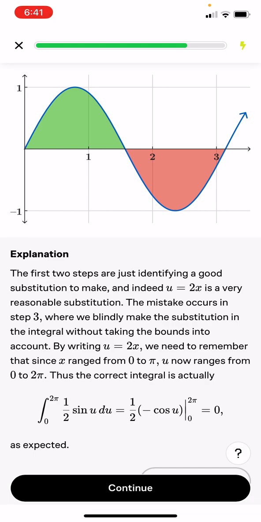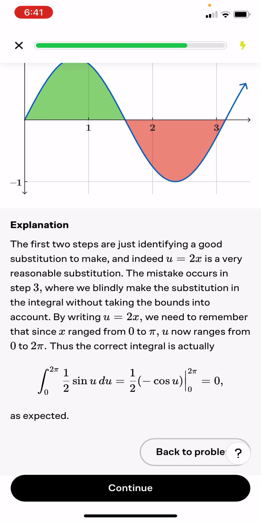Okay. The first 2 steps are just defining a good substitution to make. Indeed, u equals 2x is a very reasonable substitution. The mistake occurs in step 3. We blindly make the substitution in the integral without taking the bounds into account. Writing u equals 2x, we need to remember that since x ranges from 0 to pi, u now ranges from 0 to 2 pi.